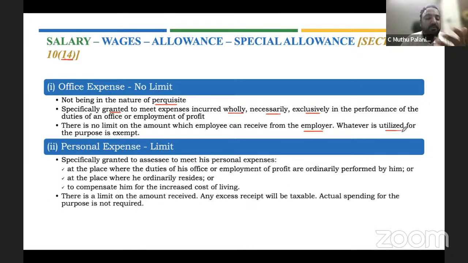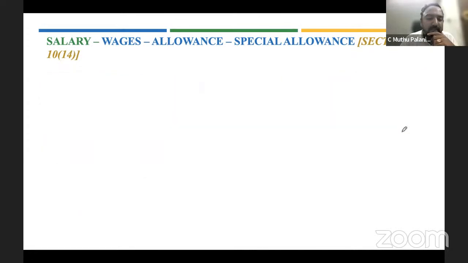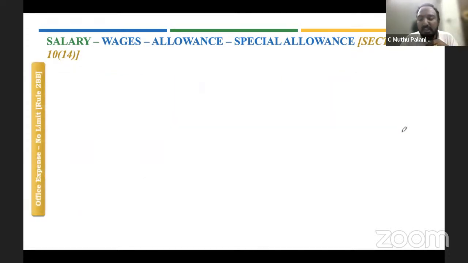Personal expense, of course, we said is partially taxable, partially exempt. It is to meet their personal expenses, basically to support the employee for various reasons. We'll see whatever is important for the examination alone out of the special allowances. We'll first understand the office expense.